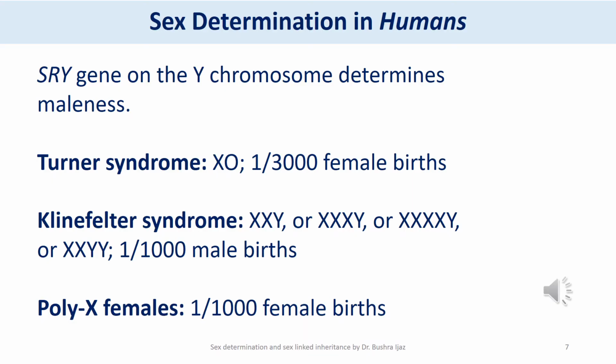Sex determination in humans. Humans, like Drosophila, have XX and XY sex determination. But in humans, the presence of the gene called the SRY gene on the Y chromosome determines maleness. The phenotypes that result from an abnormal number of sex chromosomes, which arise when the sex chromosomes do not segregate properly in meiosis or mitosis, illustrate the importance of the Y chromosome in human sex determination.